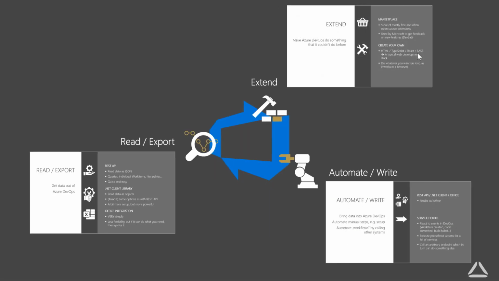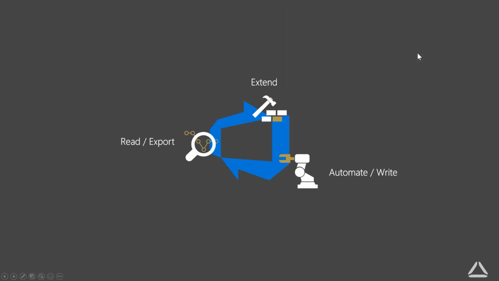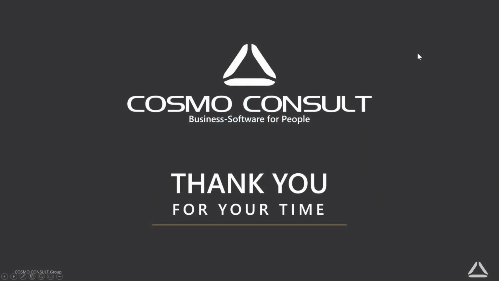So with that, I'm done. We looked into reading data, exporting data, we looked into writing data and automating little workflows, and we looked into extending Azure DevOps in case it doesn't do what you want it to do. So basically, remember, there's not only the 5 major pillars of Azure DevOps, but you can do a lot through the API as well.